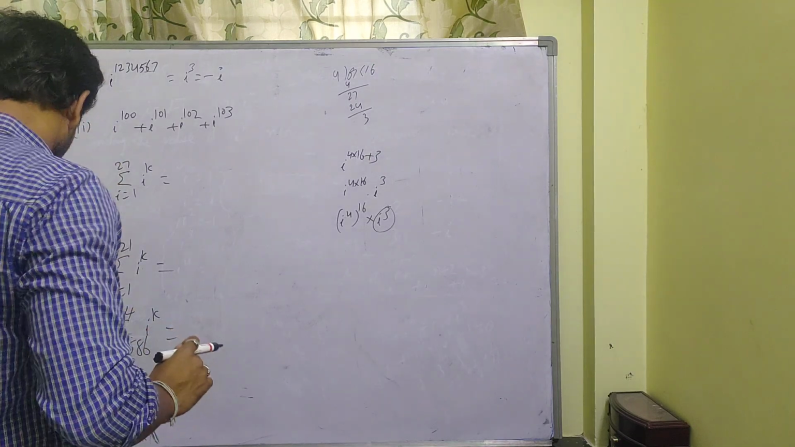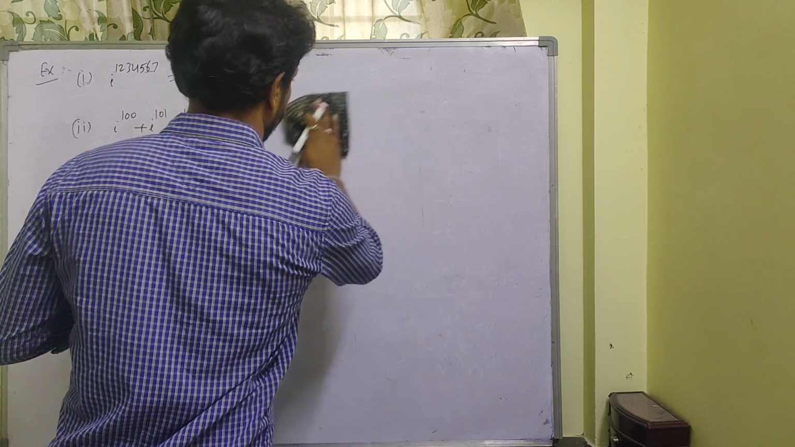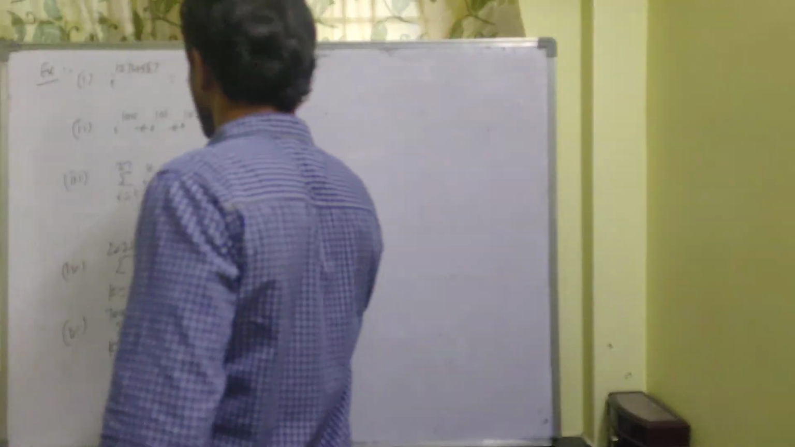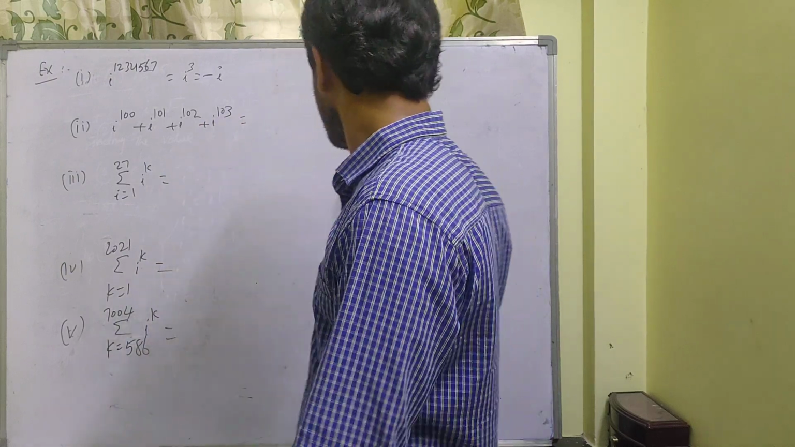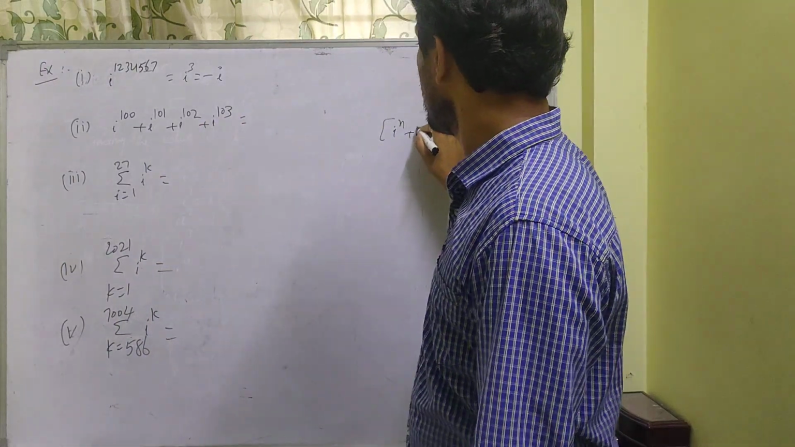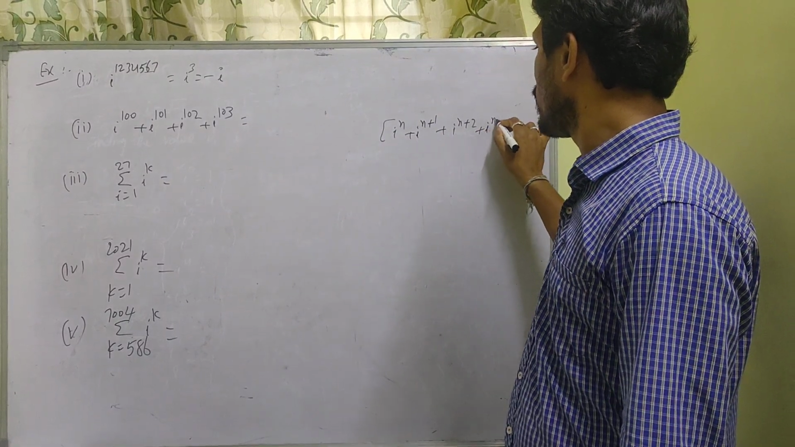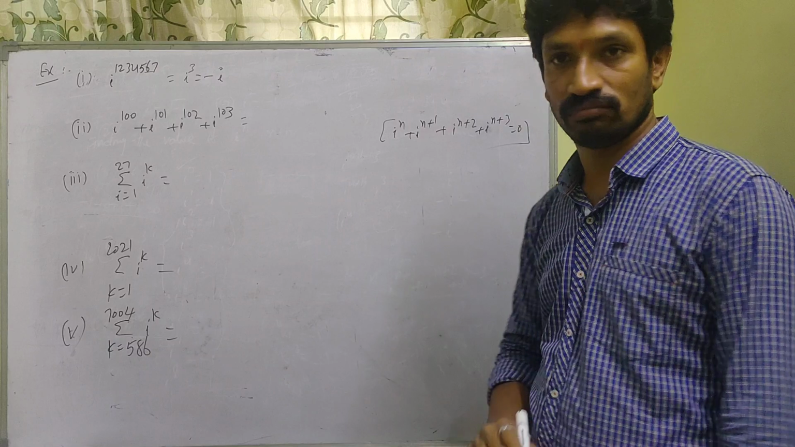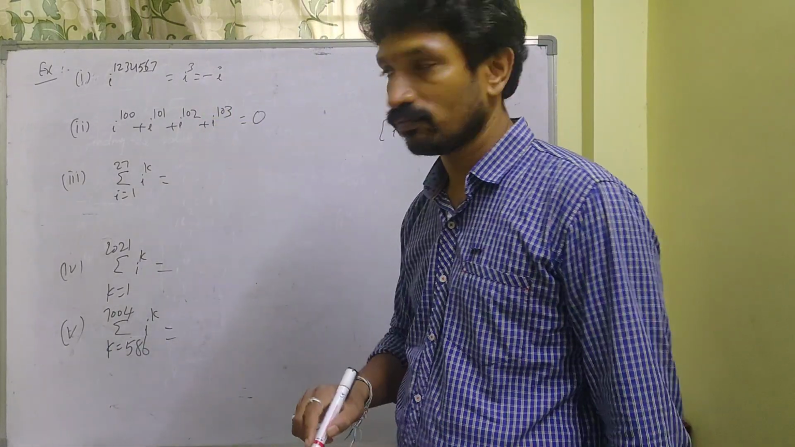Okay. Next, this value is i power 100, i power 101, i power 102, i power 103. Already I just now gave the formula: i power n plus i power n plus 1 plus i power n plus 2 plus i power n plus 3 becomes 0. So this value is directly 0, since they are consecutive numbers.